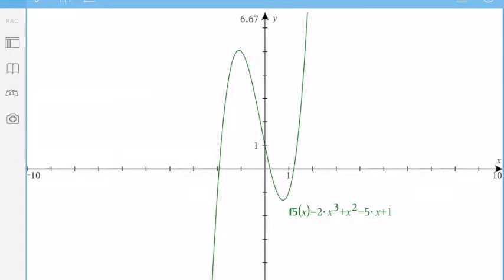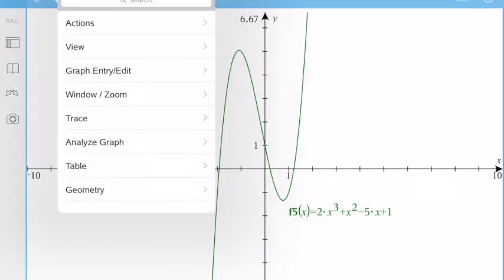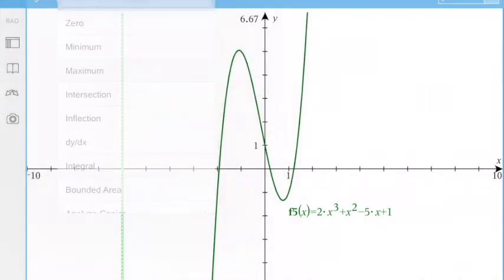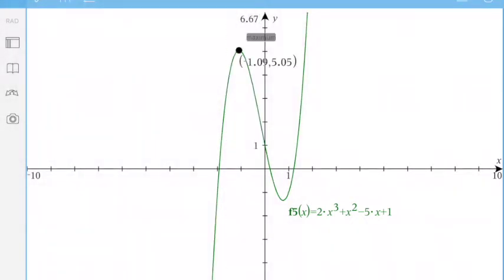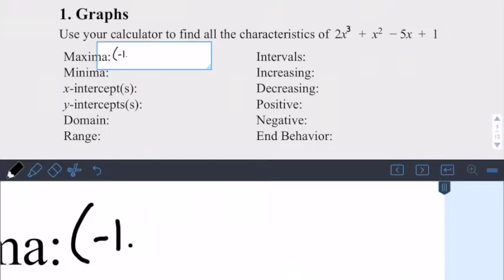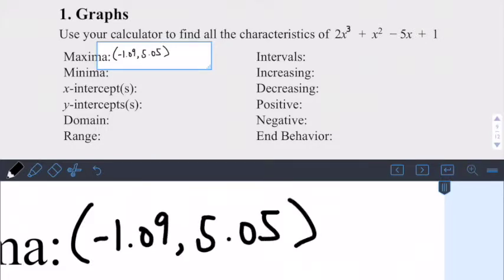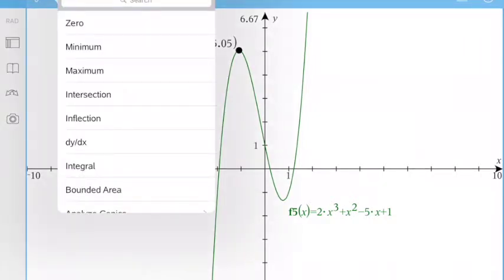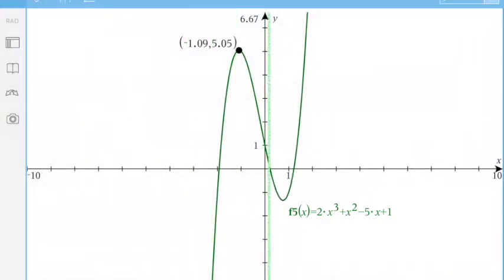So the first thing I want to find is my maximum. So I go to Menu, Analyze, Maximum, click, click. Then I want to find the minimum: Menu, Analyze, Minimum, click, click.